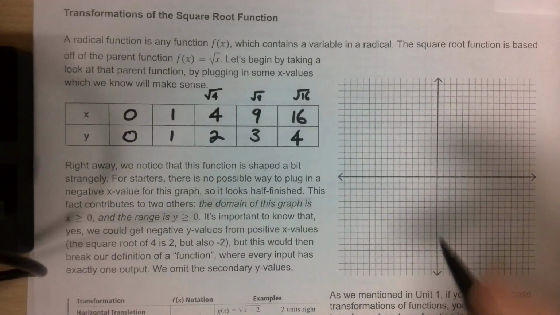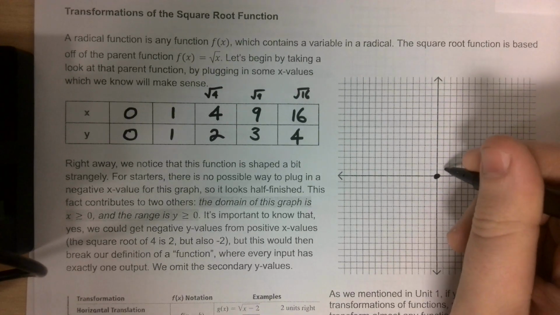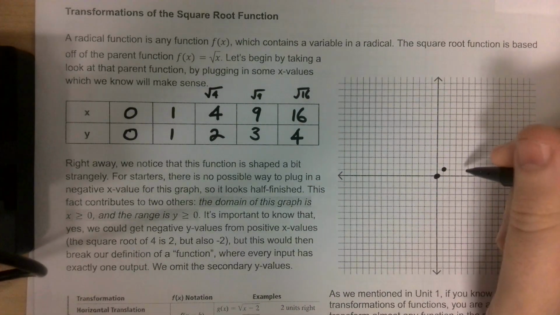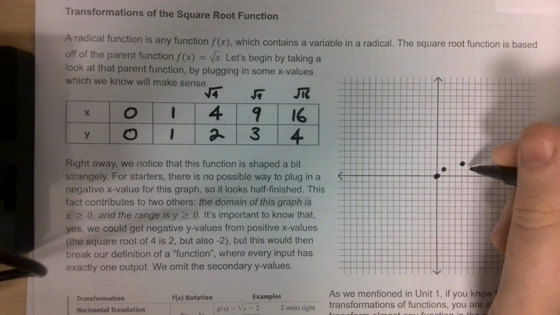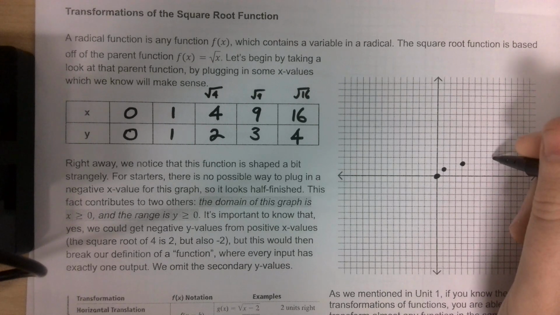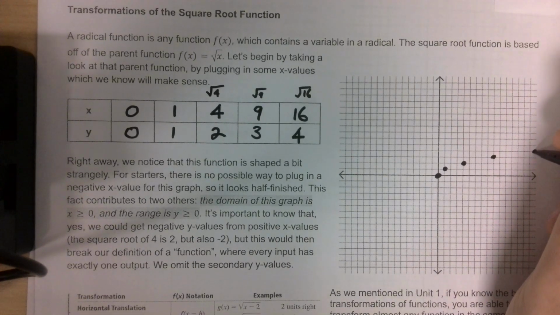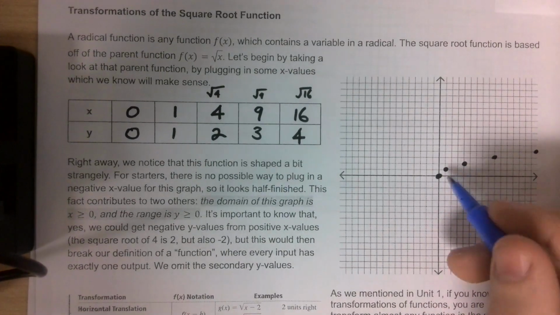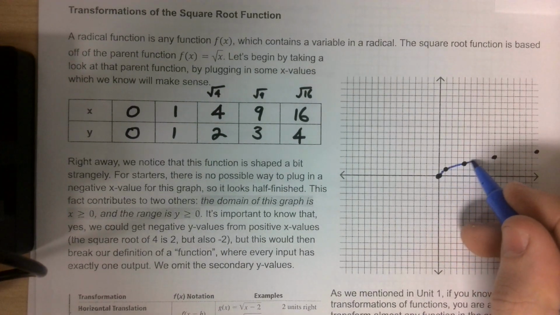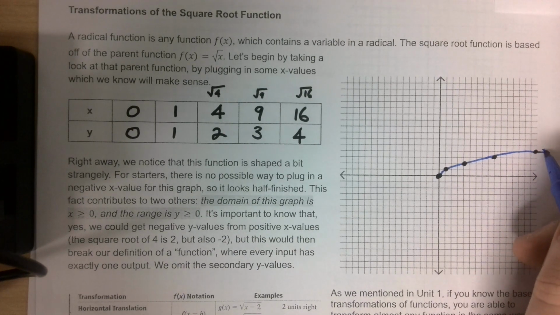Let's start by plotting those points and see what general shape the graph takes. So we've got our 0, 0 right here, and we've got 1, 1, and then we've got 4, 2, and then we've got 9, 3, and then I think we've got 16, 4. This is what our graph generally will look like. It starts off at 0, 0, and it curves up, but the curve gets more shallow as we go.